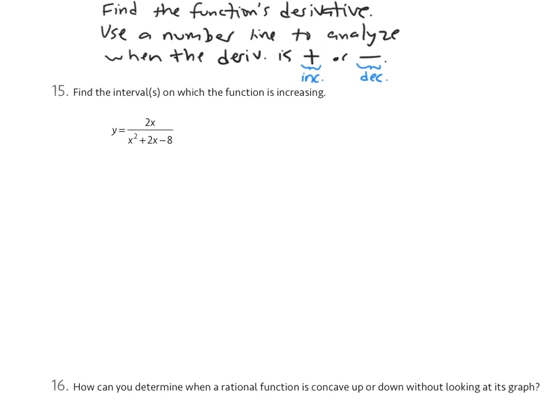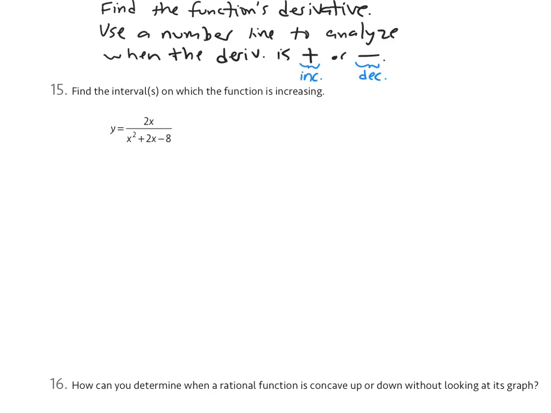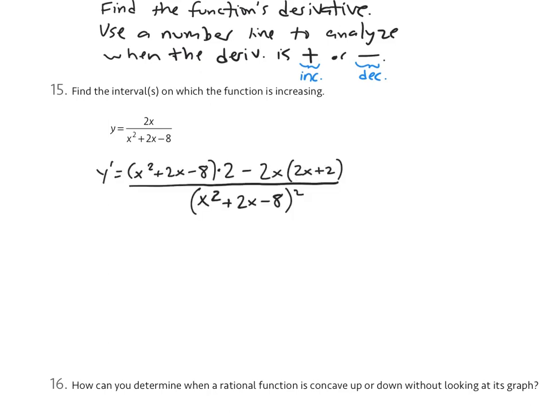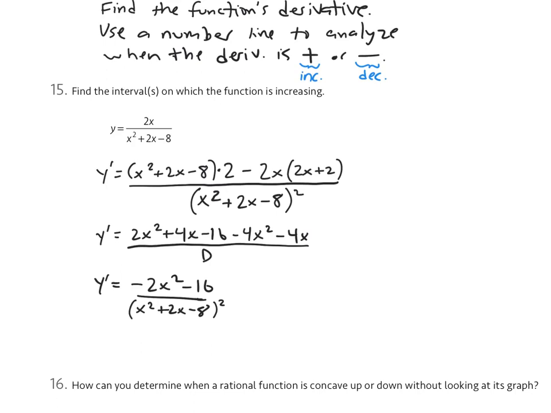Find the intervals on which the function is increasing. We'll start by taking the derivative. This is a fraction, so we're going to use the quotient rule, and I like to say that the quotient rule is low d high minus high d low over low squared. So here's the work for that. Now I'm going to simplify the top as much as I can. All right, that's my fully simplified derivative.